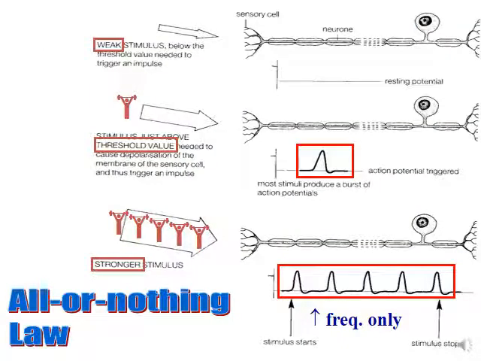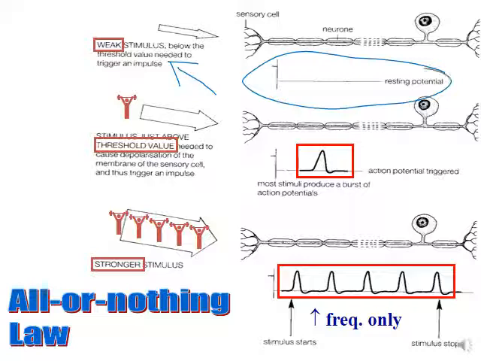You have to know that the nerve fiber obeys the law of all or none. What is the meaning of this? Pay attention to this note, this is a very important note. If we have a weak stimulus, below the threshold value needed to trigger an impulse, there is no action potential. So whenever we have a stimulus which is weak, below the value needed to trigger an action potential, there is no action potential.